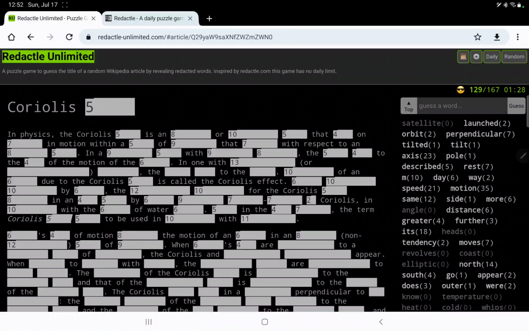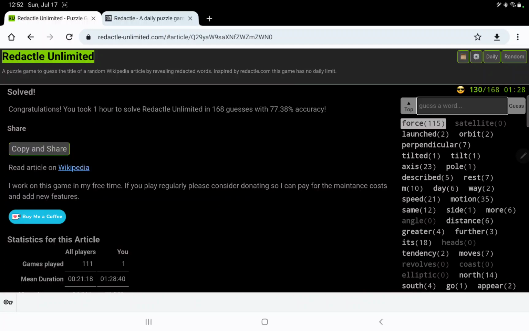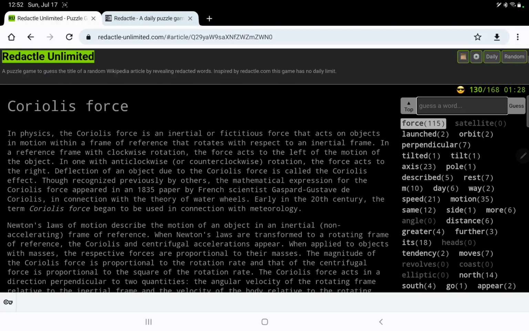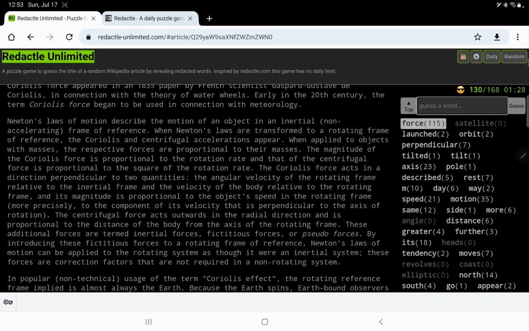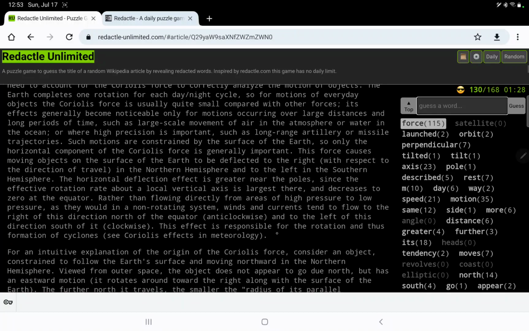In physics, the Coriolis something is a something or something. Oh, I wonder if the 5 letters force. Oh! My goodness, I was actually solving this word here in the sentence and forgot, of course, that the title is 8-5. So in physics, the Coriolis force is an inertial or fictitious force that acts on objects in motion. Blah, blah, blah, blah. Oh, physics. How I hate thee. Anyway, got there in the end.